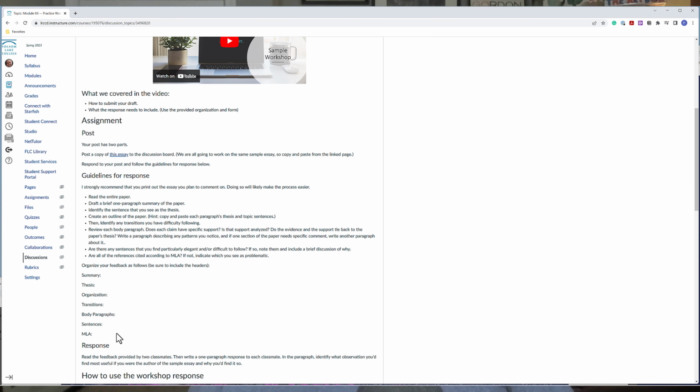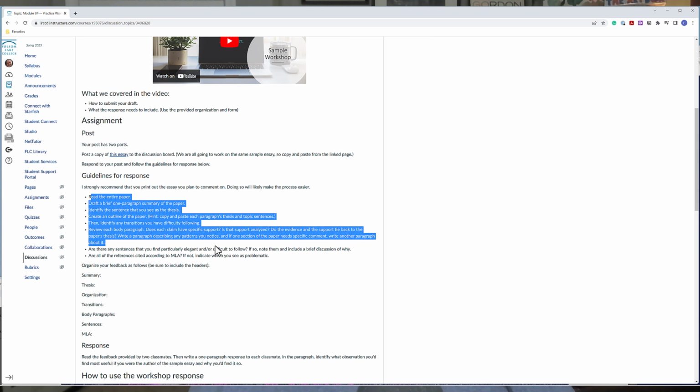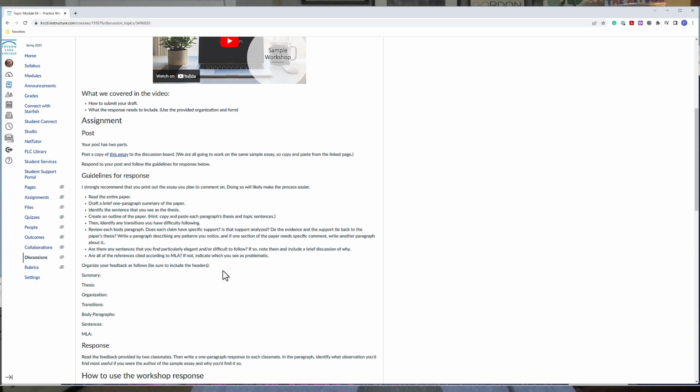Well, I need to read the paper, write a summary of the paper, identify the thesis, outline the paper, identify any transitions that I find difficult, review the body paragraphs, look at any sentences that are difficult to follow or ones that work particularly well, and then finally pay attention to MLA format. And I'm going to use this organization to make sure that I'm following my steps.